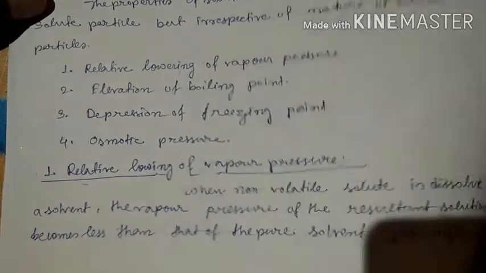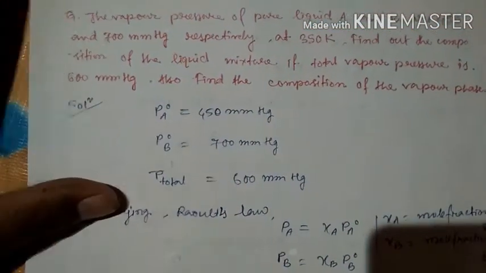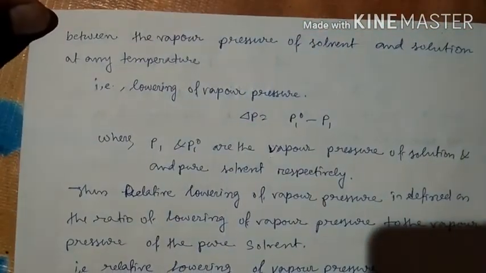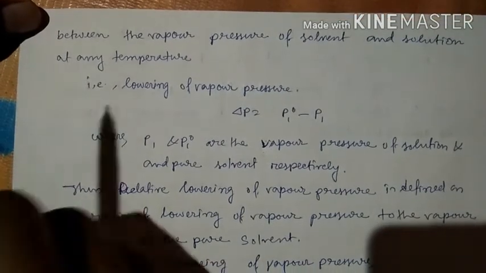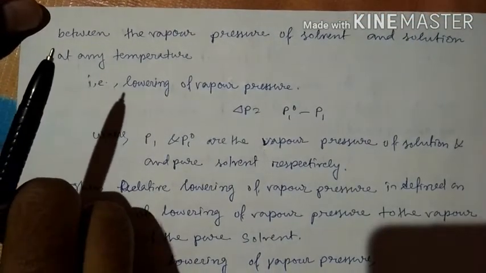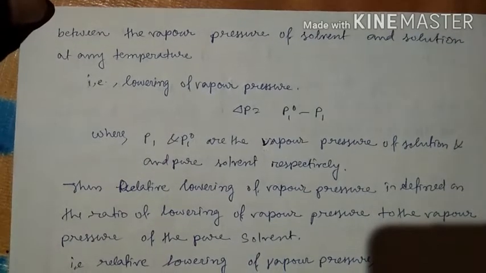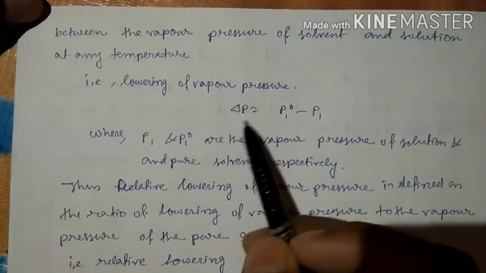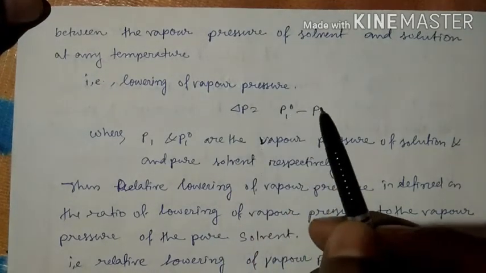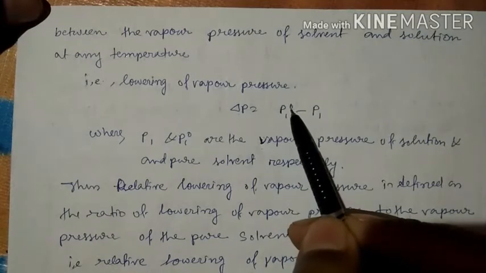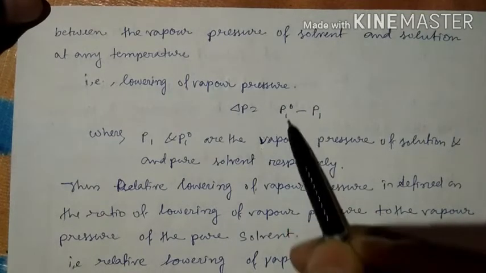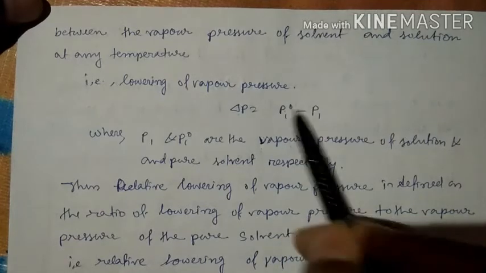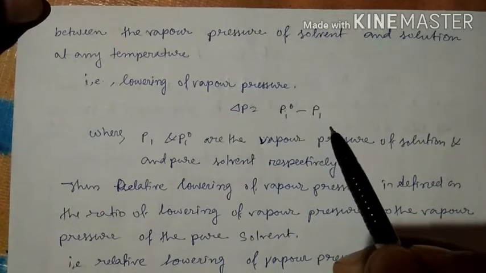This difference in vapor pressure of the solution and the solvent we can call the lowering of vapor pressure. Suppose the lowering of vapor pressure is del P. Del means difference, P1 0 minus P1. Here 0 means pure solvent, so P1 0 is the vapor pressure of the pure solvent, and P1 is the vapor pressure of the solution.